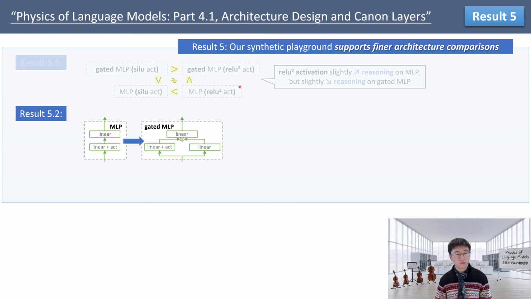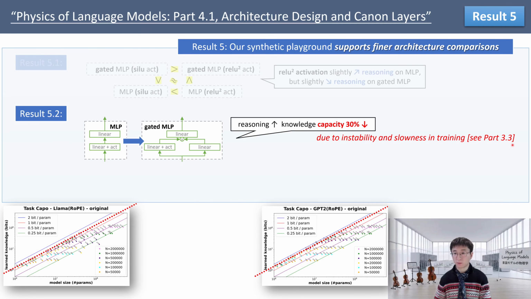In the next result 5.2, it's still about MLP versus gated MLP. I told you that it's going to slightly improve reasoning, but at the same time, it's going to reduce knowledge capacity by about 30%. This we discovered in our prior work, part 3.3. That is, if you do gated MLP, this is how much knowledge you can store. And if you use standard MLP, you see that it's 30% better in the knowledge you can store. So this is log scale. Therefore, this curve versus this line is already 30%.